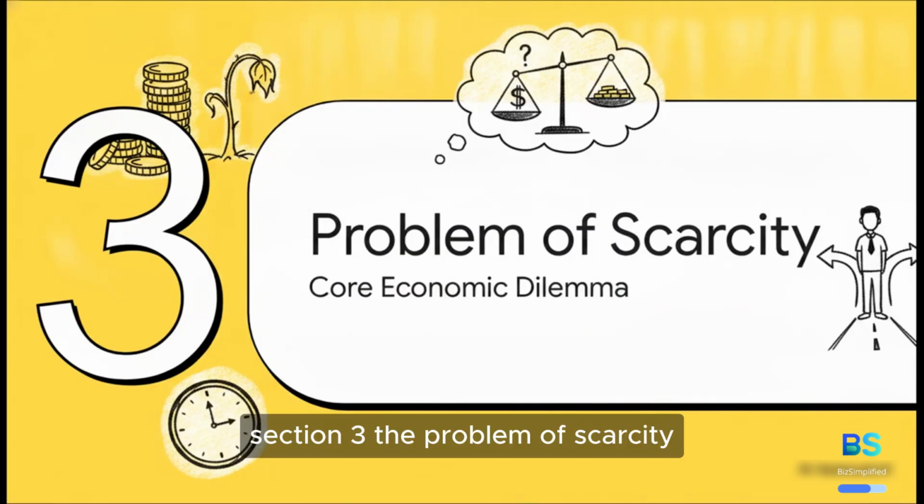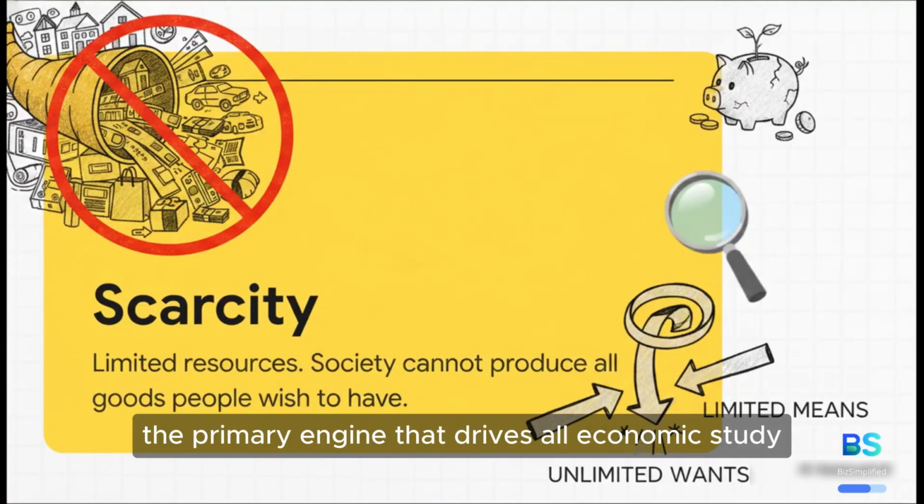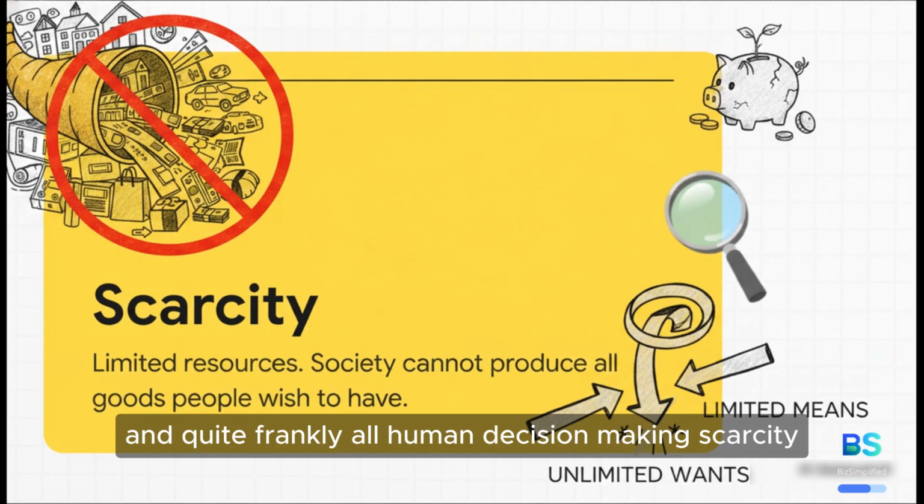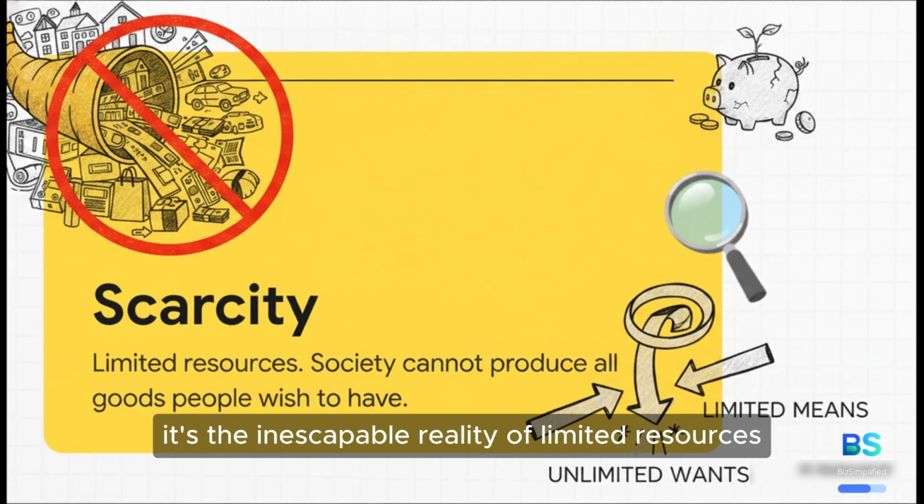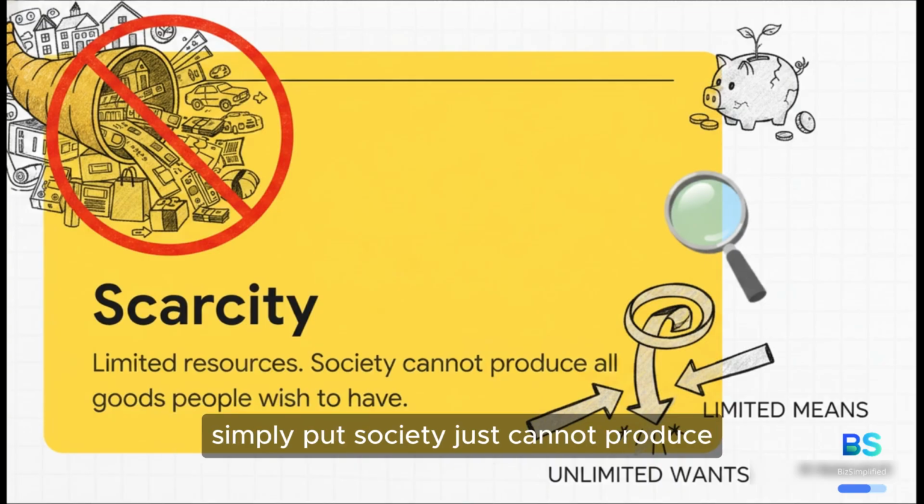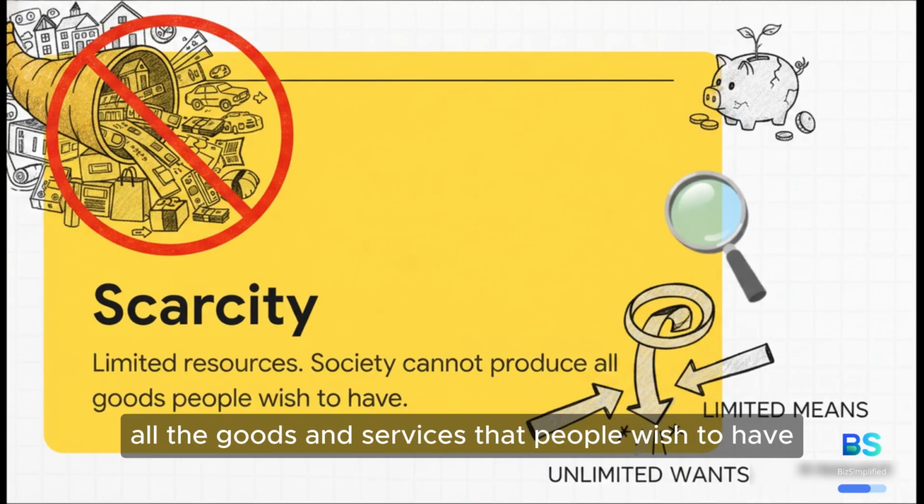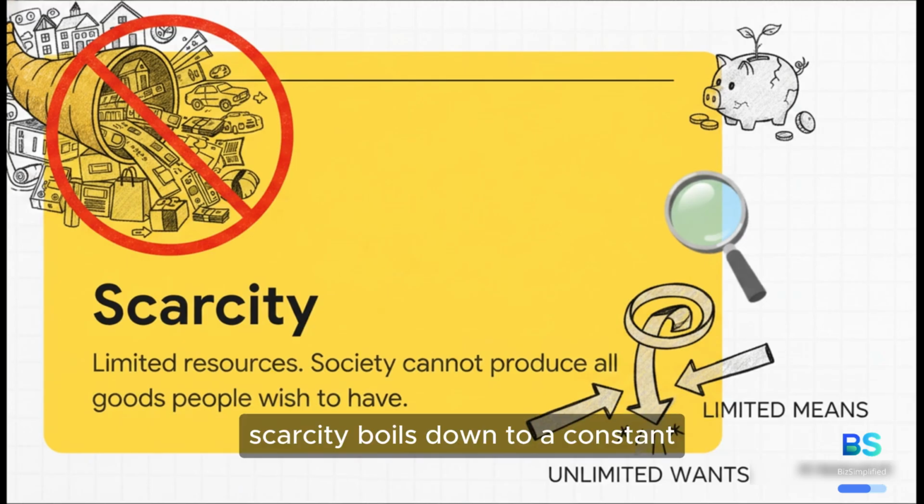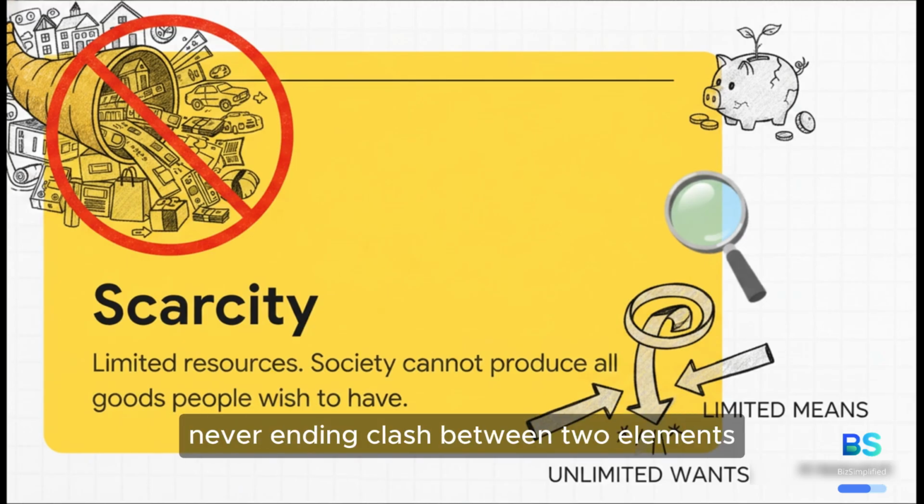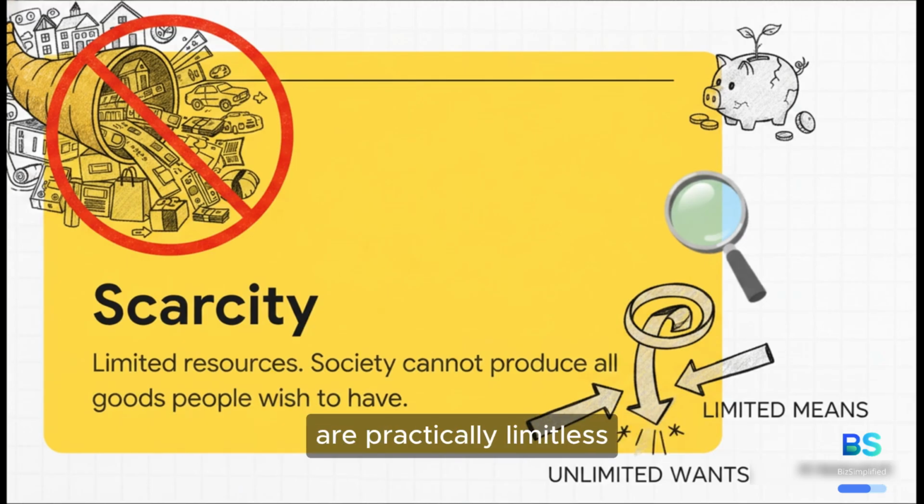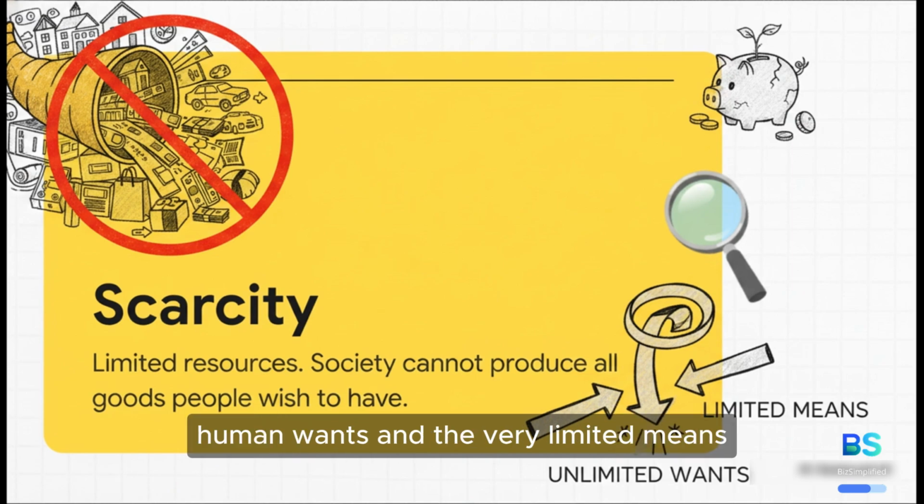Section 3. The problem of scarcity, the core economic dilemma. Let's examine the primary engine that drives all economic study, and quite frankly, all human decision-making: scarcity. It's the inescapable reality of limited resources. Simply put, society just cannot produce all the goods and services that people wish to have. Scarcity boils down to a constant, never-ending clash between two elements: our practically limitless human wants and the very limited means we have to actually fulfill those wants.